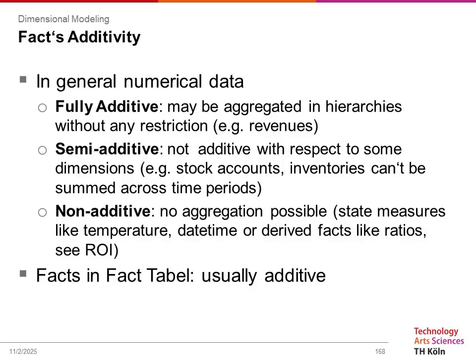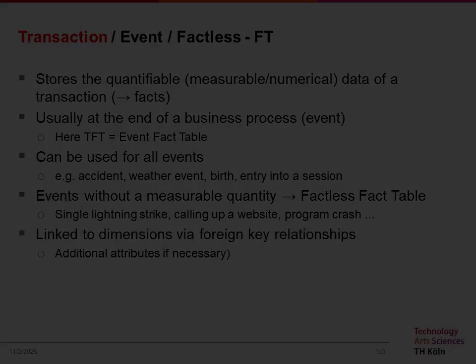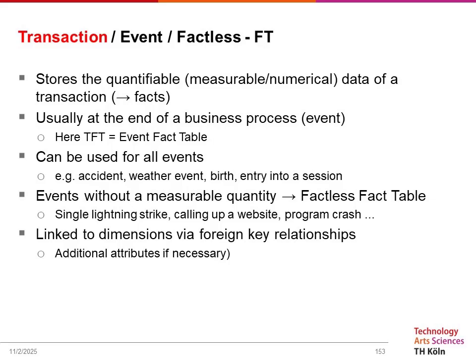Okay, fantastic. Now, let's talk about the different types of fact tables, because their structure, especially the primary key, depends on the granularity of the process they're measuring. Right. The grain determines what a single row in the fact table represents. There are 3 main patterns.